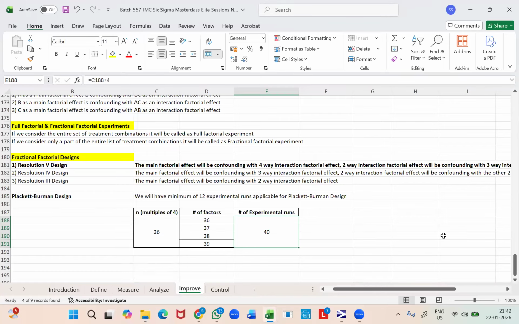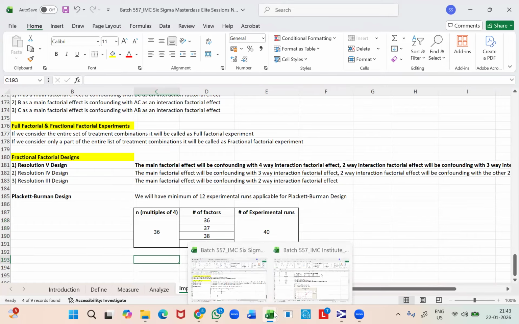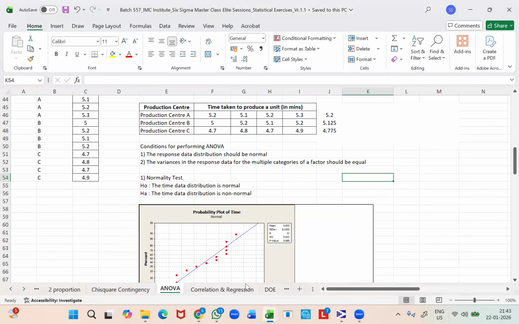So the question will be, for 36 as number of factors, how many experimental runs is applicable in a Plackett-Burman design? We need to pick the answer 40. So I leave the template as it is so that you can easily pick the answer for that particular question, right? So let us end our discussions with regard to DOE concept. So we will now work out an exercise under DOE.